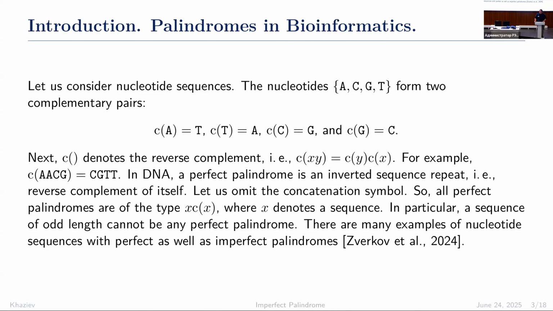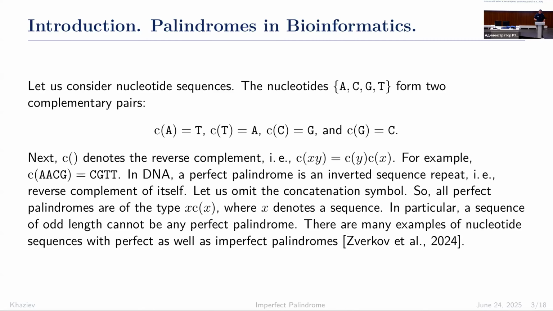In biology, we have nucleotides, which from the point of view of a mathematician are just symbols in a string, and we have 4 nucleotides. They are A, C, G, and T, or if we're talking about RNA, U. So A, C, G, and U. And they form 2 complementary pairs. A is complementary to T, and vice versa, and C is complementary to G.